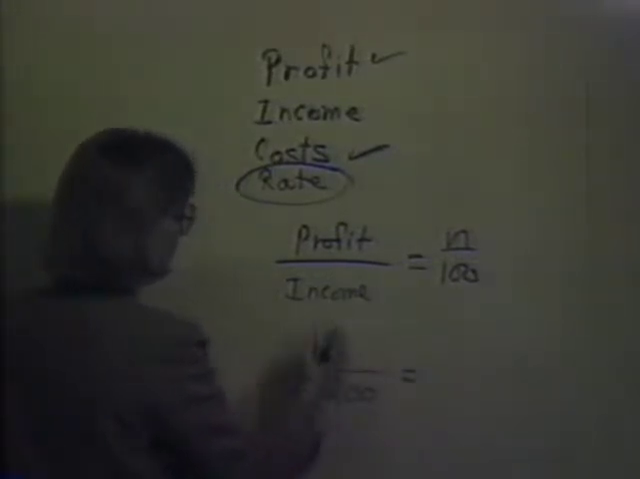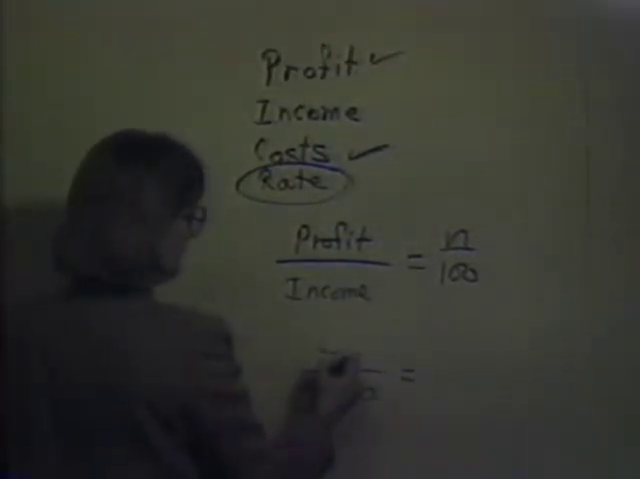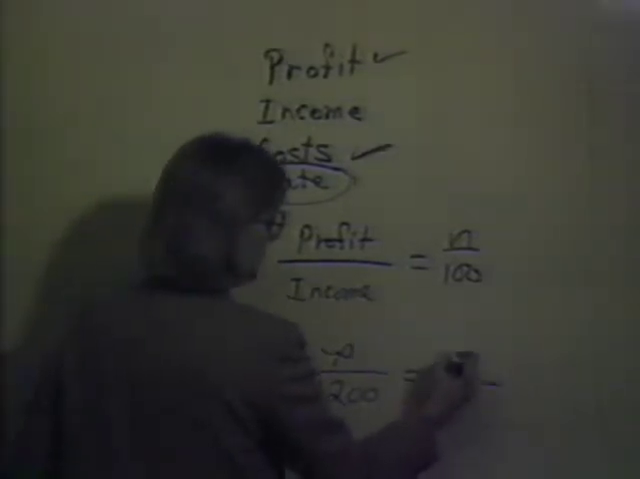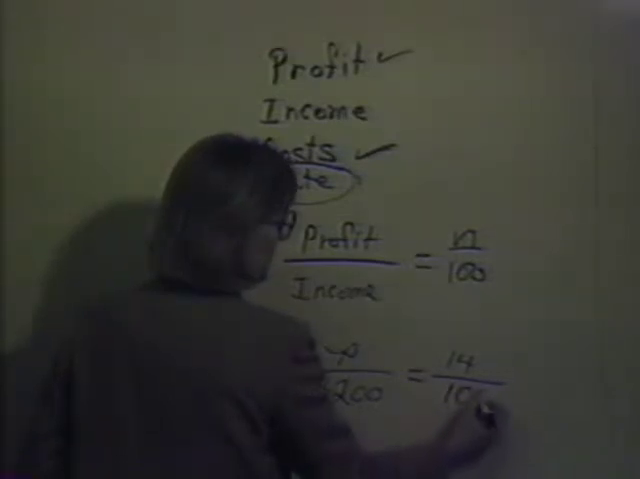okay, we know the sales, which is $4,200. We don't know the profit. That's what we're trying to find out. So we're trying to find the P there. We know the rate. They want to make a profit of 14%. Okay, so 14 over 100.